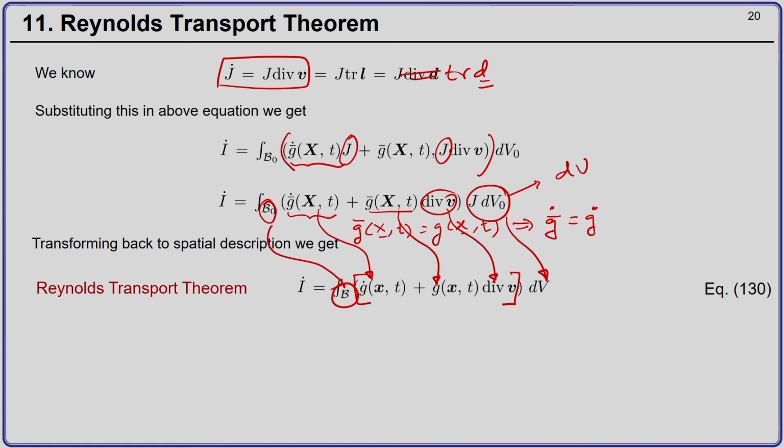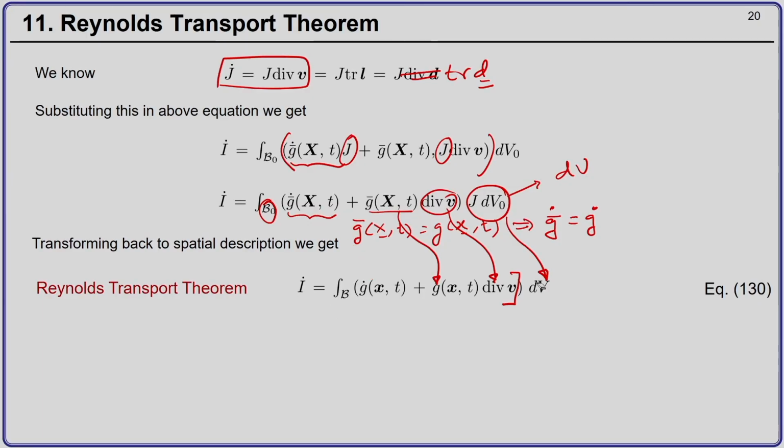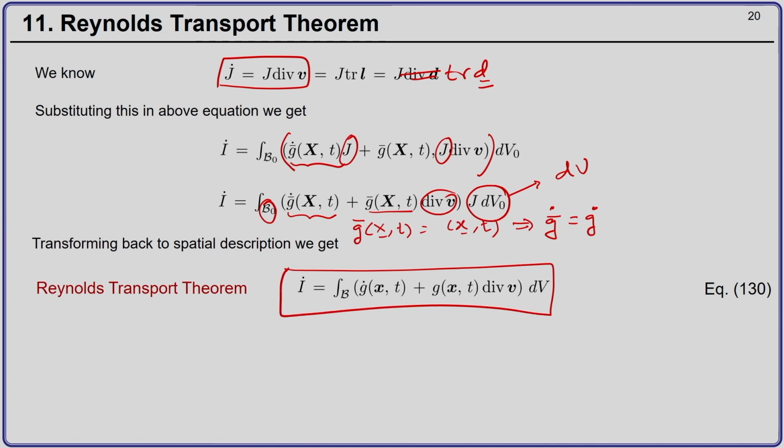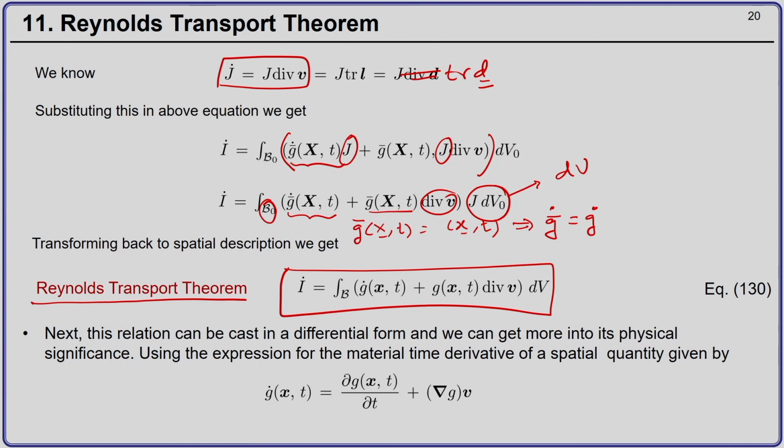So now I have the expression for the material time derivative of the integral of a spatial quantity over the current volume, and this is given by the expression shown in equation 130. This is called the Reynolds transport theorem. This is a very important theorem. It helps you to carry out the material time derivative of an integral of a spatial quantity over the current volume.